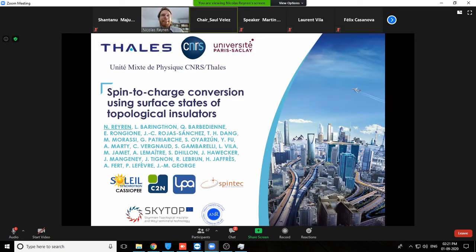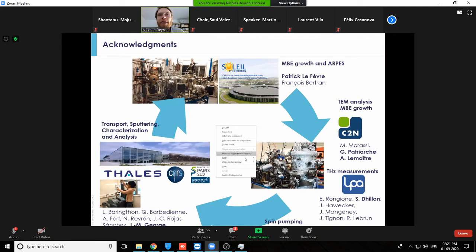Yes? Yes. Okay, perfect. So I will speak about spin-to-charge conversion using surface states of topological insulators. Initially, I planned to speak mostly about bismuth antimonide, but finally, the work didn't progress as much as I wanted, and so I will speak again about alpha-tin, and so the author list is a bit larger than initially in the booklet.